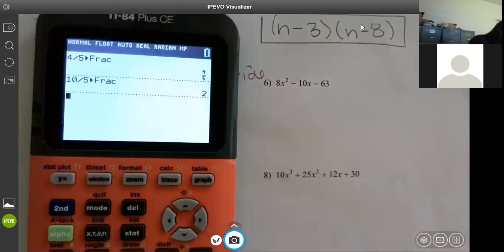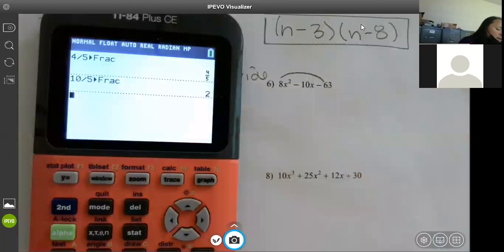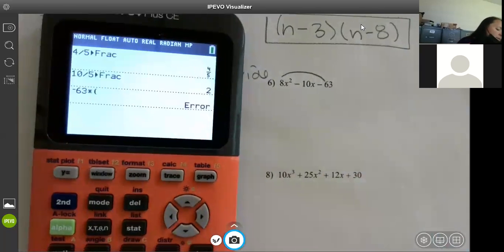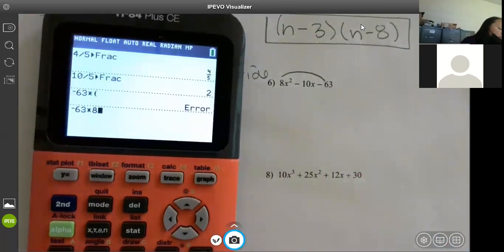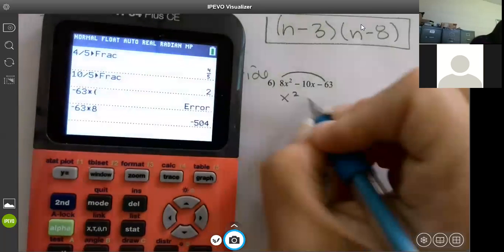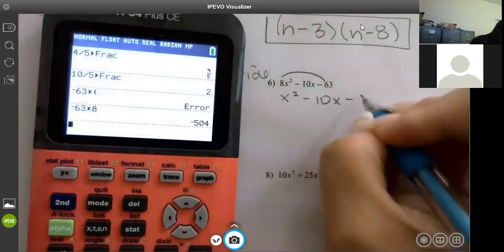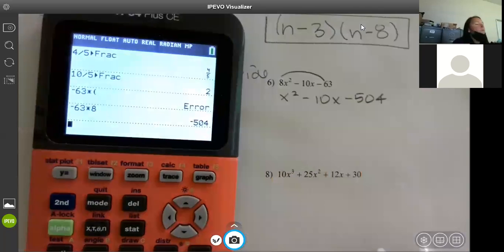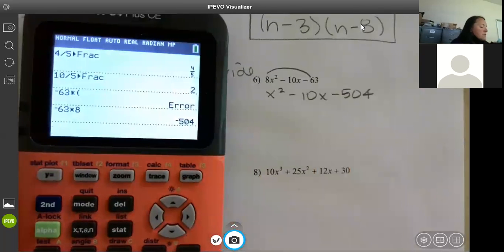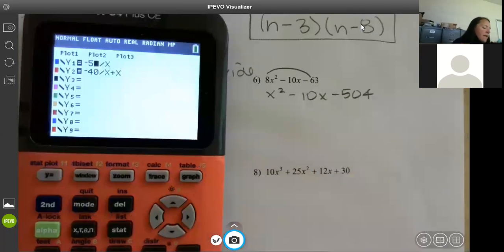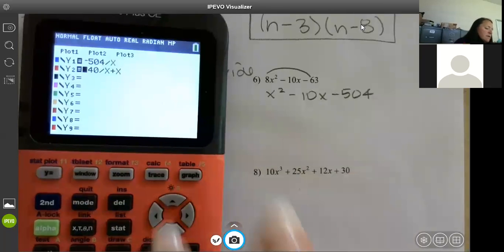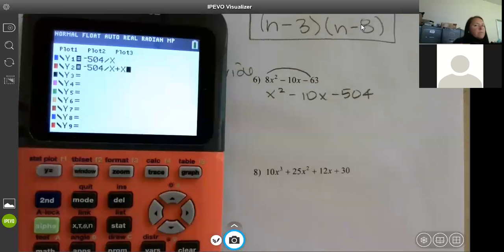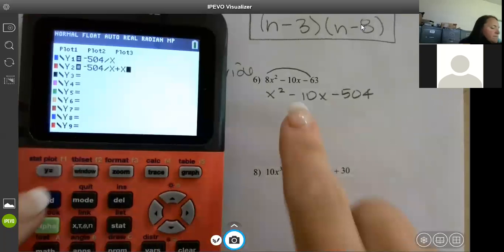So on the next one, we're gonna do slide and divide. We're gonna slide this over. Negative 63 times 8 is negative 504. I wouldn't even begin to know the factors of 504, so I'm going to put them in my calculator. Negative 504 divide x, negative 504 divide x plus x. And I'm looking for negative 10.